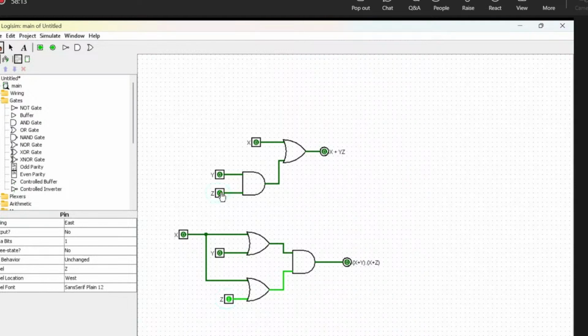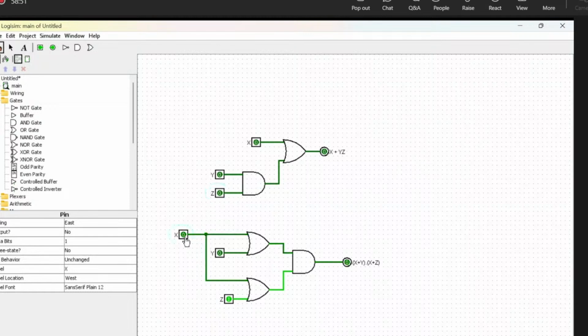Now let me make X and Y both as 1. What will I get? X and Y both are 1. That will give me again 1. What happens if both Y and Z are 1? So with each click, I'm able to change the input values. Again, the output will be 1. What if Z and X are 1? In that case also, the output is 1.